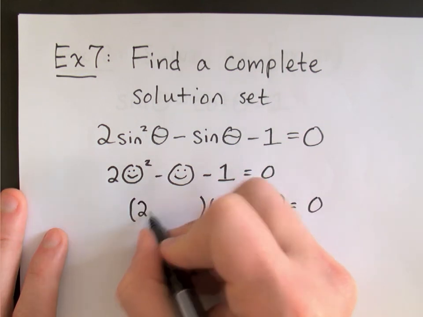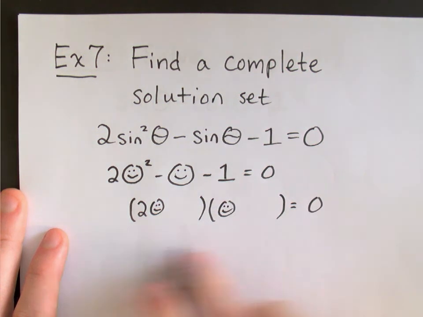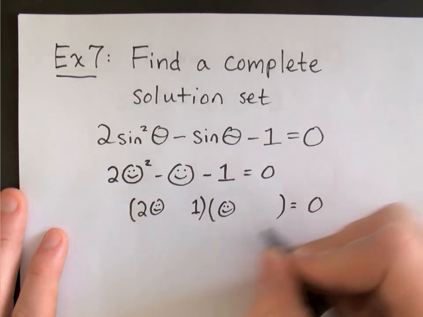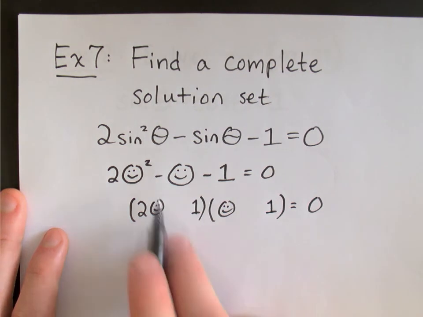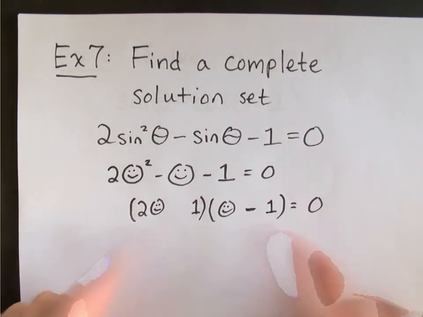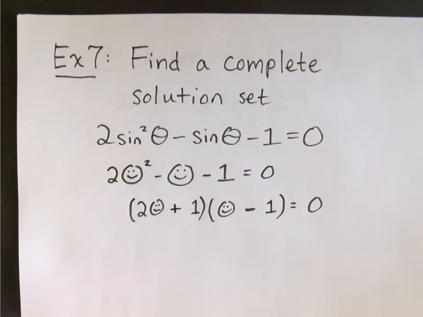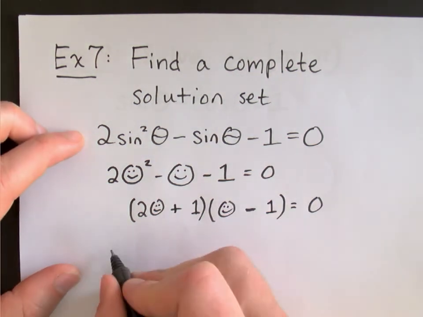So if I do 2 smileys here and 1 there, that'll give me 2 smileys squared. And if I do 1 and 1, that'll give me 1. I just need to work out the signs. I want the middle term to be negative, so that means I want that product to be negative. And then this one's positive. Okay, so I can factor this first expression exactly like this.